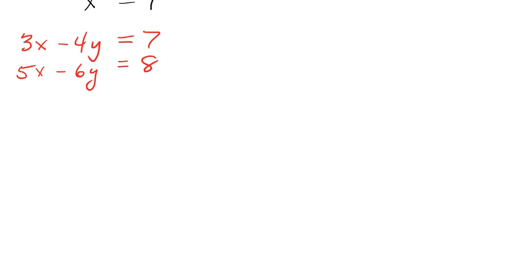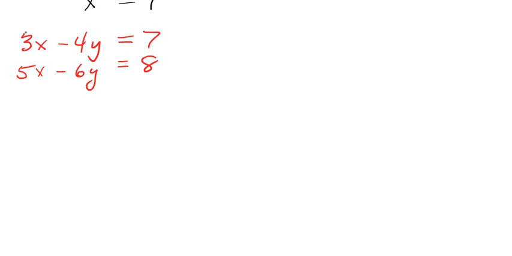Because 3 and 5 would have a common multiple, but I would have to multiply both numbers, right? To get 15. 4 and 6, they would have a common multiple. I would have to multiply both these numbers to get the lowest common multiple of 12. So, let me just pick one. Let's pick the x term. We're going to eliminate the x term, okay? Now the common multiple between 3 and 5, as I mentioned, is 15. That's the lowest common multiple between the two.